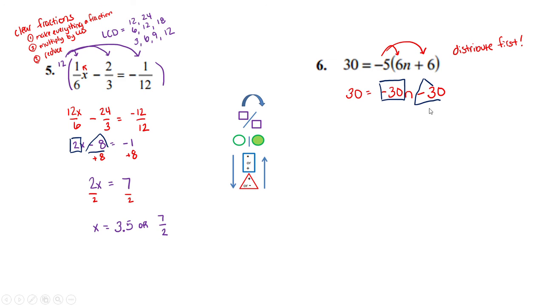Do the opposite of the triangle next by doing plus 30 on both sides. 30 plus 30 is 60. Bring down the negative 30n. Then divide. Keep the same sign. Don't change that sign when you divide. 60 divided by negative 30 is negative 2.